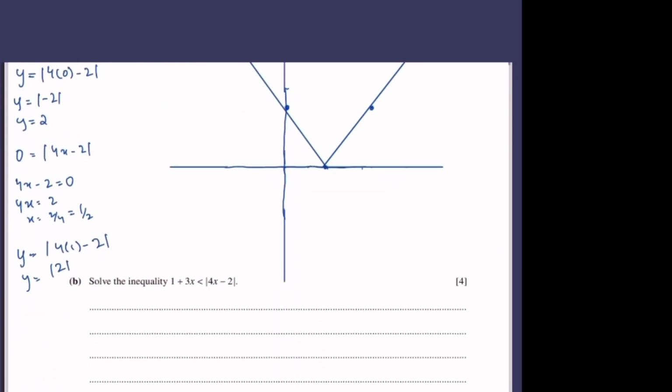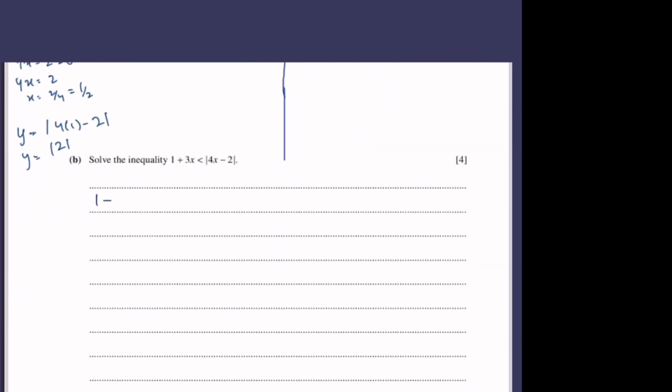Part B. Solve the inequality 1 plus 3x is less than modulus of 4x minus 2. So this is case 2 of the modulus equations, like inequalities. Since this is case 2, it's going to be 1 plus 3x is less than 4x minus 2. And the second one will be 1 plus 3x whole multiplied by minus is greater than 4x minus 2. Because modulus basically means that the other thing on the inequality sign will be multiplied by plus and minus. So when this expression is multiplied by minus, the sign of the inequality will also change.